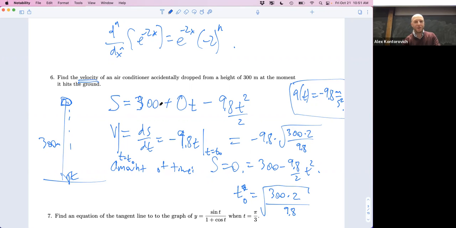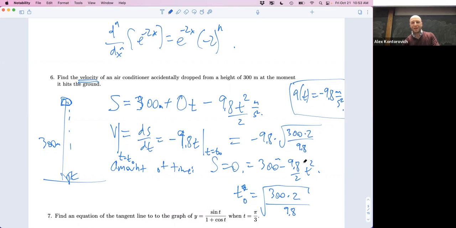Position is in terms of meters. This is 300 meters. Acceleration due to gravity is meters per second squared. So that 9.8 is meters per second squared. So when we multiply by seconds squared, we get meters again. And how about time? So this is meters. We're equating meters.